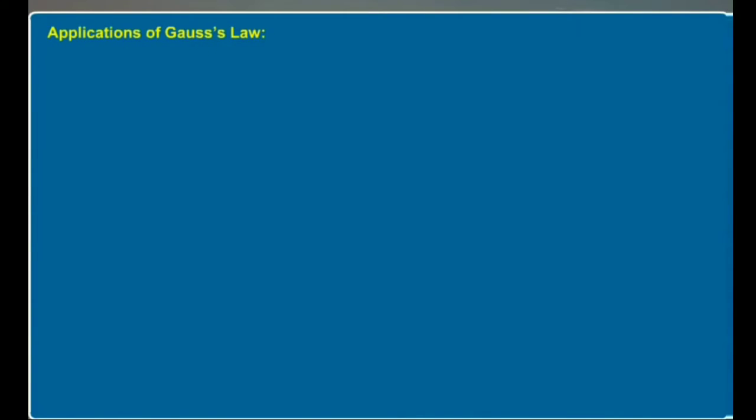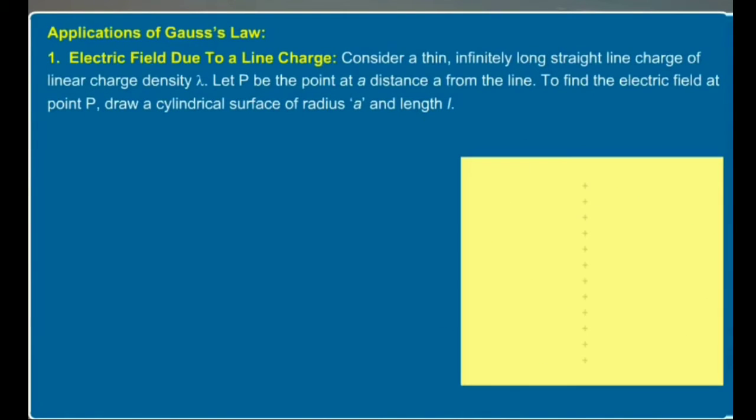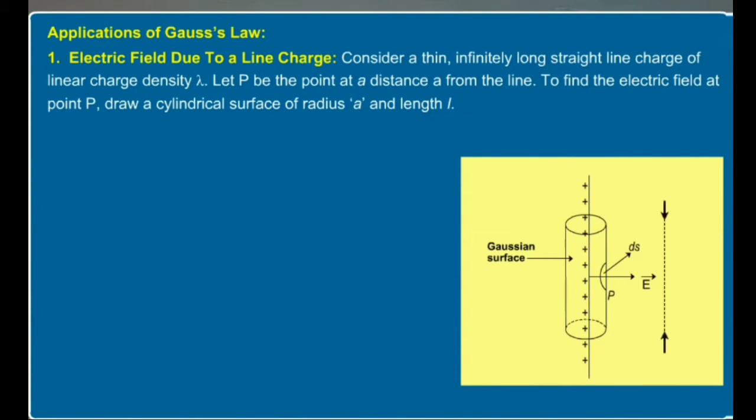Applications of Gauss law. Electric field due to a line charge. Consider a thin infinite long straight line charge of linear charge density lambda. Let P be the point at a distance from the line. To find the electric field at point P, draw a cylindrical surface of radius a and length L.